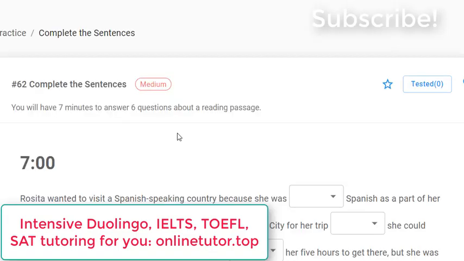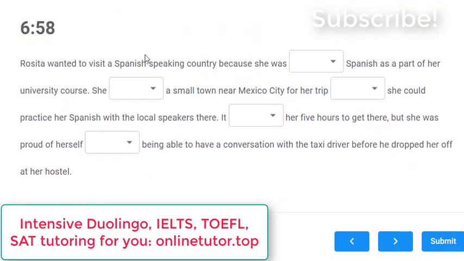Let's take the next one. Medium, okay. I don't know anything about this text, so probably I will make a lot of mistakes together with you, but it's very interesting. So let's read it. You see, we have Rosita wanted to visit a Spanish-speaking country. So it's like fiction, you see.